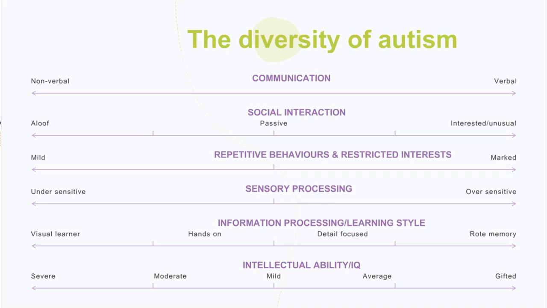When we think about social interaction, there is that spectrum all the way from aloof through to passive, and then super interested or unusually interested in social interactions. And as we discussed, social interaction plays a strong role in an individual's well-being. Some individuals on the autism spectrum find sharing and turn-taking difficult, especially depending on the interest level of the items involved.